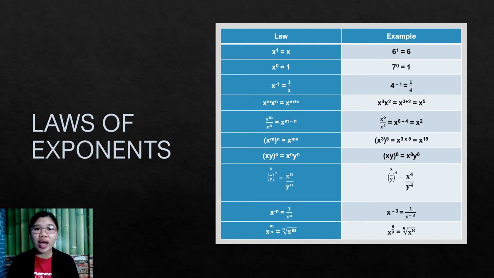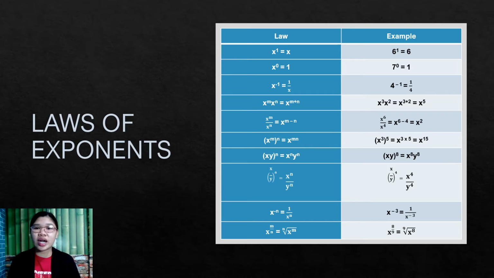Example, (x/y)^n. Again, you need to give the exponent n to both the numerator x and the denominator y. So if you are given the example, (x/y) raised to 4, that means it is also equal to x^4 over y^4.